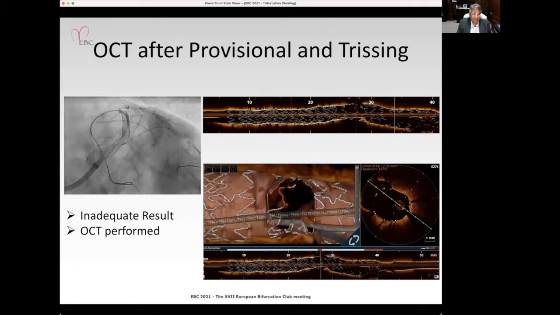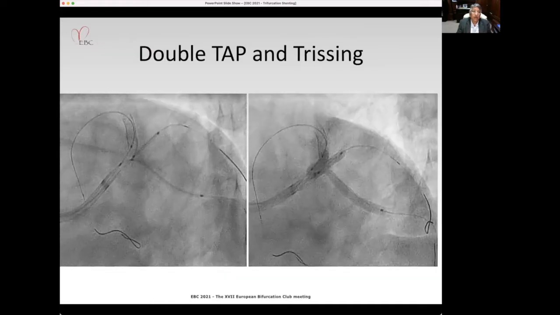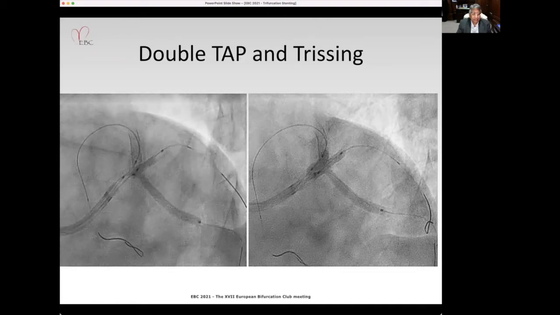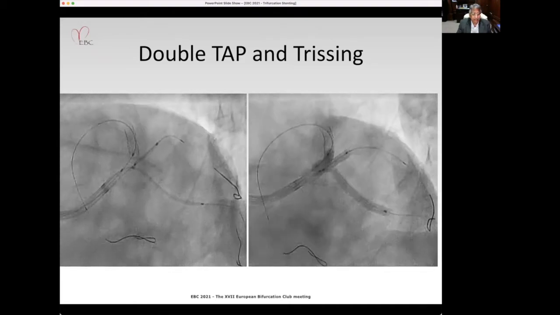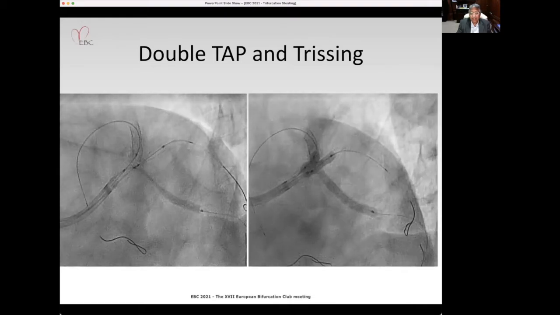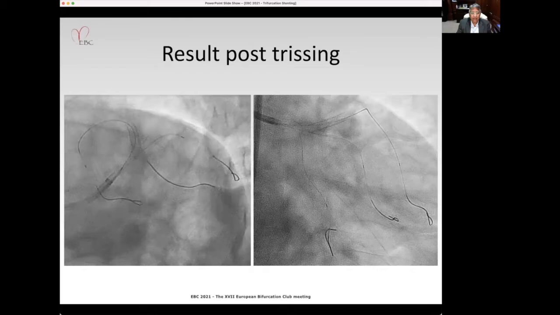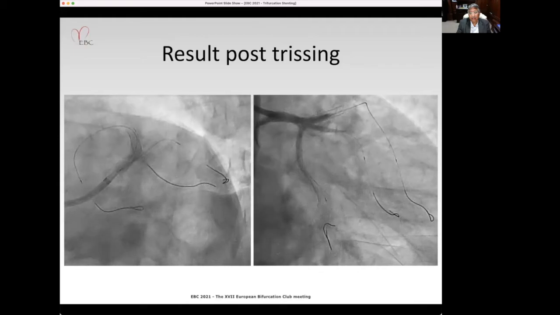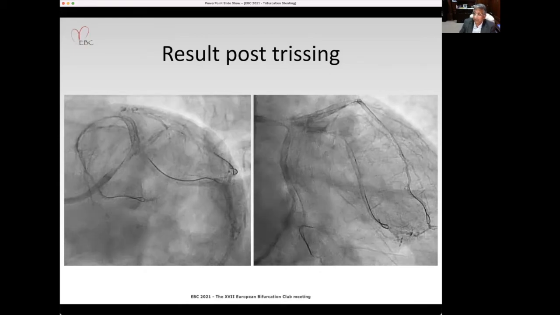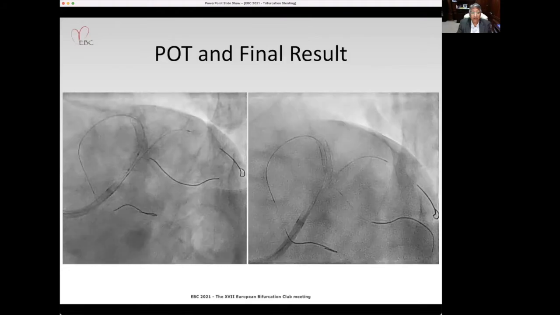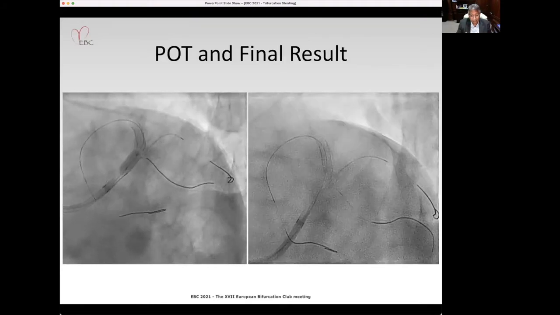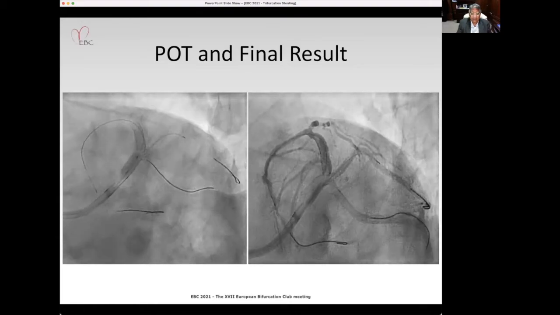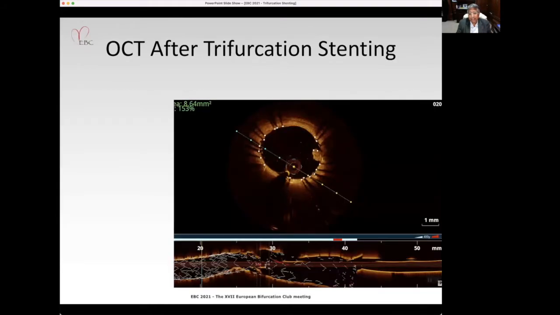Somehow not satisfied with this result, we decided we're going to do a double tap. So now this is the double tap. A stent in the circumflex and a stent into the ramus. Deployed that, and again did the trissing. The result looked good, and I guess you would agree with me that the result looks good. And we thought we were going to finish it off with a pot. So we did the pot. The final result looked quite satisfying, and we thought we were going to come out with a final OCT.